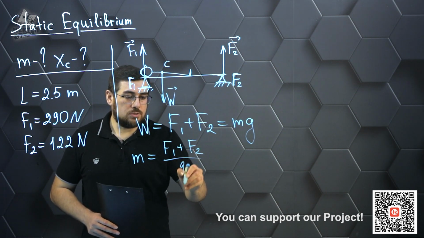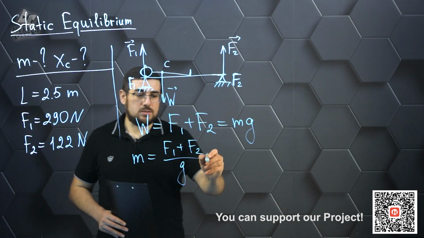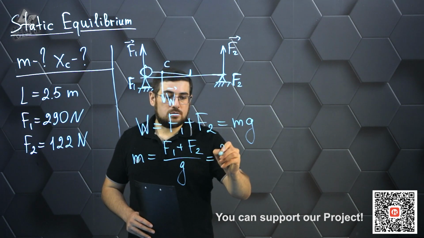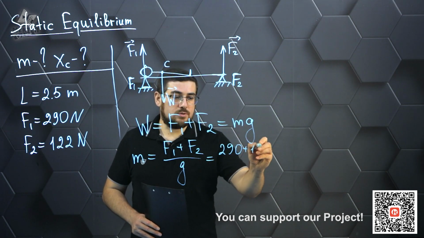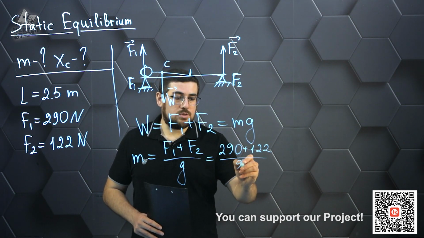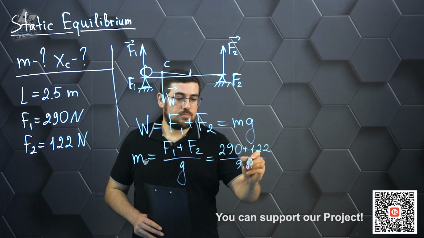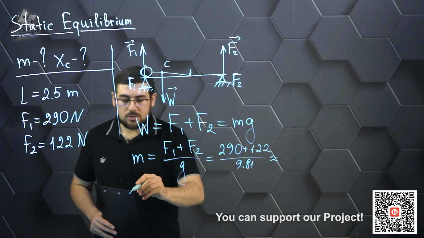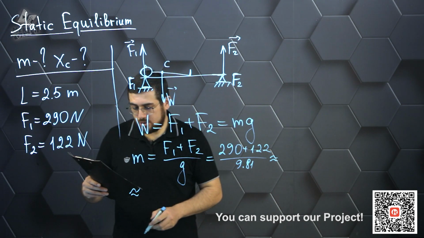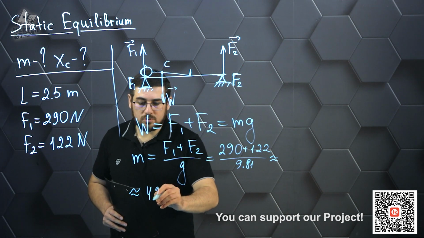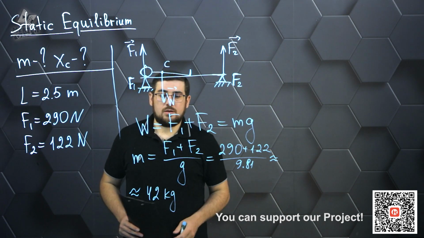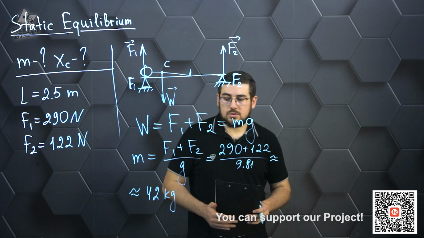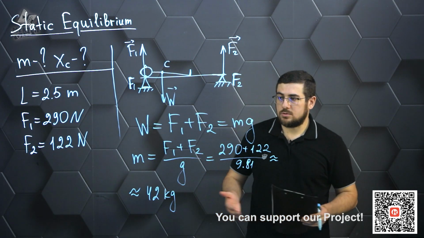The sum of the two forces is divided by the acceleration due to gravity, and we obtain the expression. And approximately, based on the mass value, we get an answer of 42 kilograms. Overall, it's quite a realistic answer for a school student.